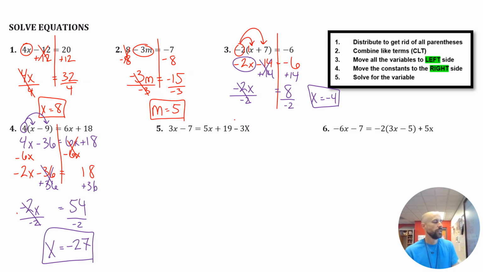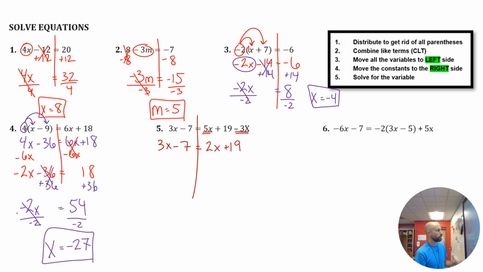Okay, number 5. Once again, look for parentheses. If you don't see any parentheses, again, look for like terms on either side of the equal sign. So on the left-hand side, 3x and a minus 7 are not like terms. On the right-hand side, though, we do have 5x and negative 3x. Those are like terms. So I'm going to write everything else down and then combine. So 5 minus 3 is 2x.